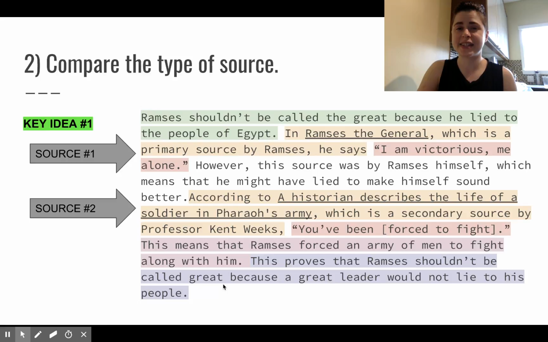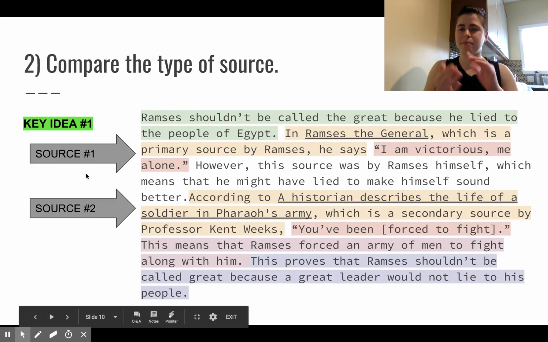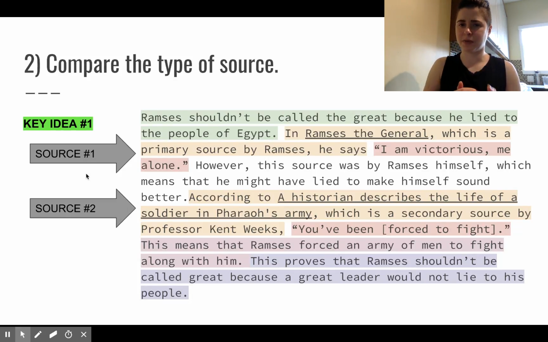So it's a very sophisticated argument that you're making here because you're taking two different sources and comparing them to each other and saying, even though they say different things, I trust this one more because.